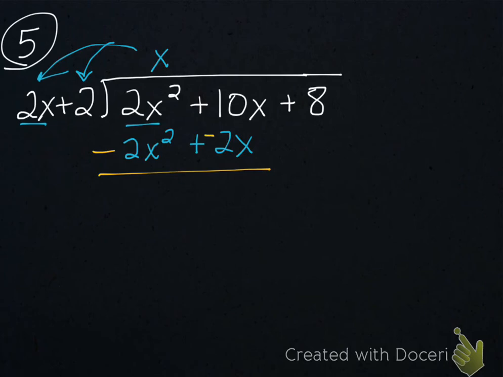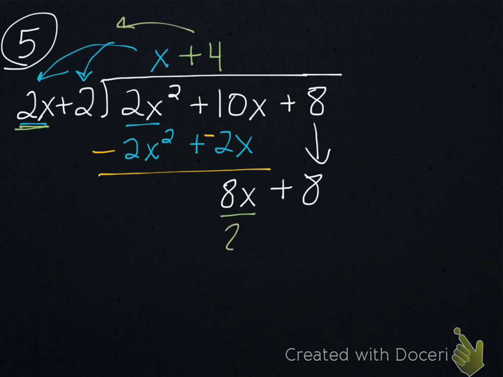Now, add those. 2x squared minus 2x squared is 0. 10x minus 2x is 8x. Bring down the next term, plus 8. Now, what do we multiply 2x by to get 8x? I have to multiply by positive 4. 4 times 2x is 8x. 4 times 2 is 8.